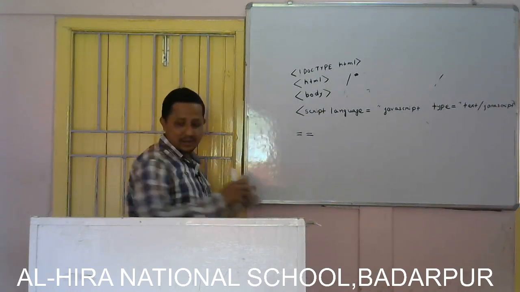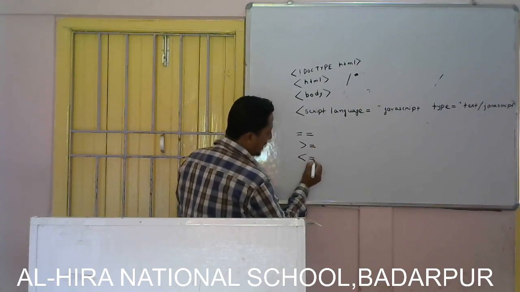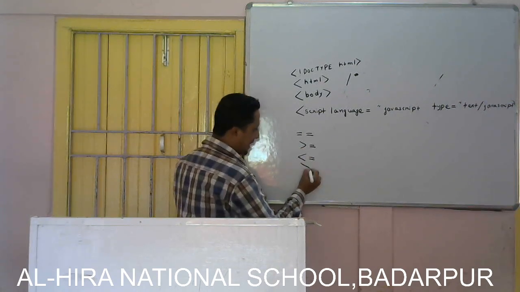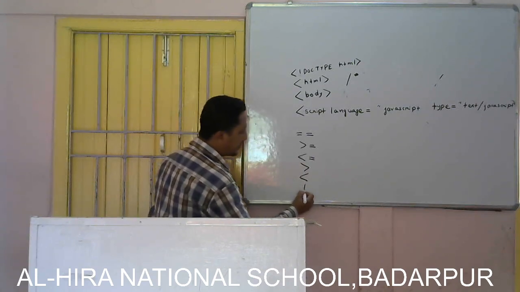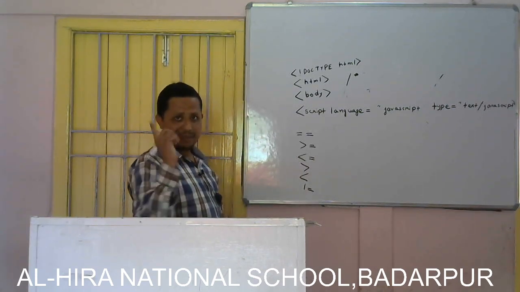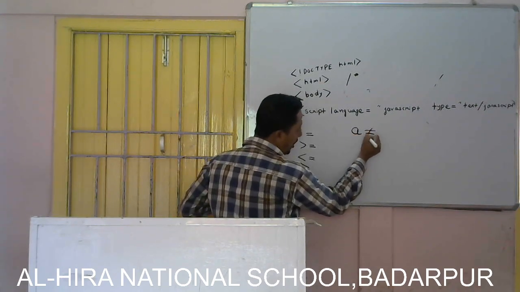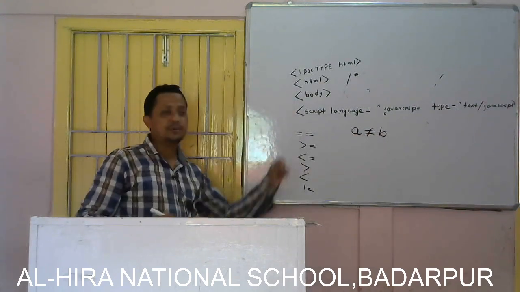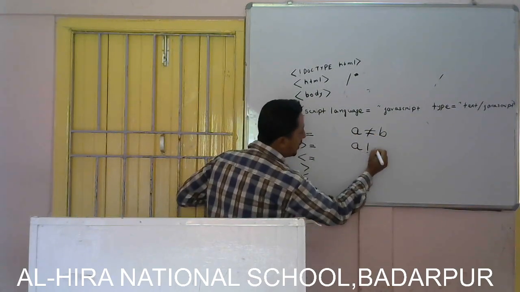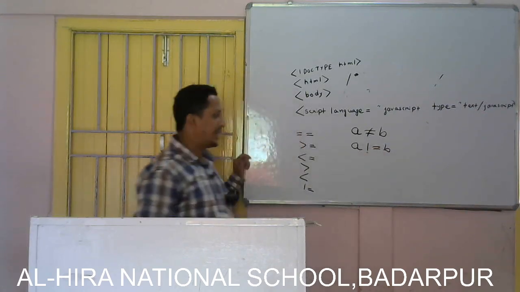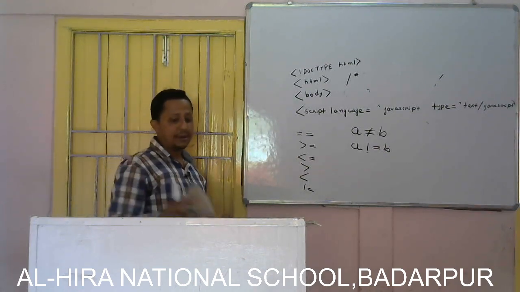Like this we have another one, greater than or equal to, less than or equal to, then greater than, less than, and not equal to. In mathematics, whenever you write A not equal to B, how do you write it in computer programming? We write it like this: A, not equal to, B. So the result of this will be either true or false. So these all are known as comparison operators.